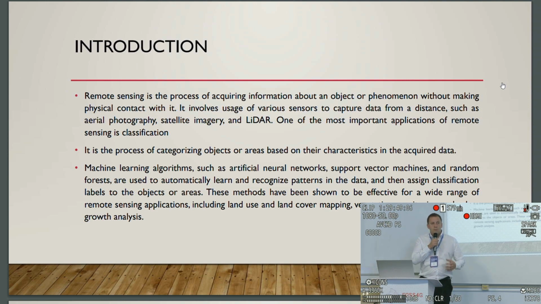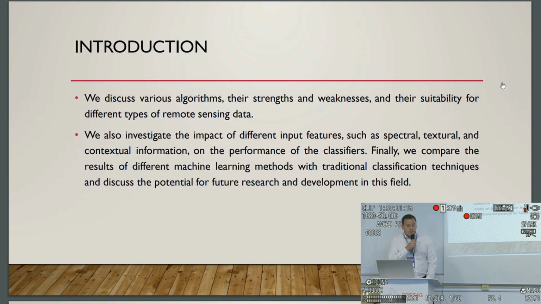Today, the most used machine learning algorithms are neural networks, support vector machines, or random forests, but we dealt with some other ones also. We discussed different ones, mainly in the paper, not here in the presentation because of the time limitation. We described their strengths and weaknesses and their suitability for different types of remote sensing data or specific tasks.